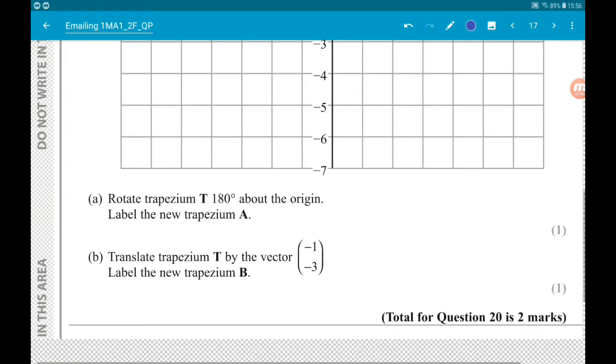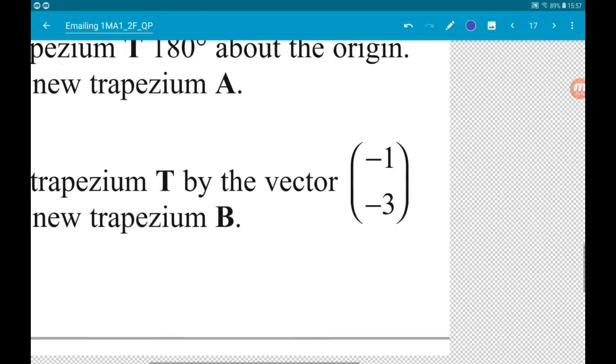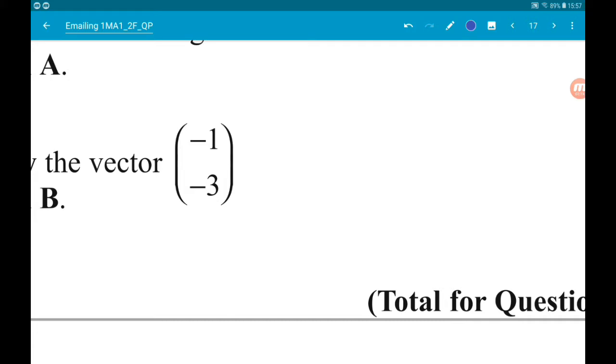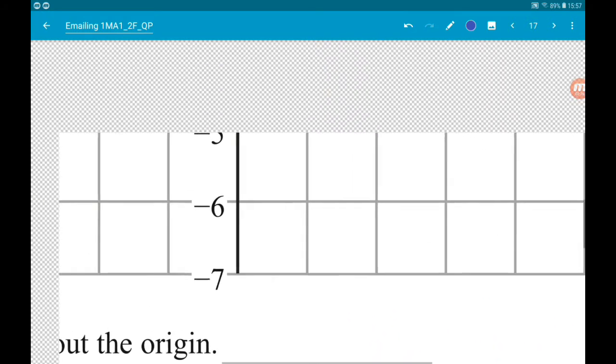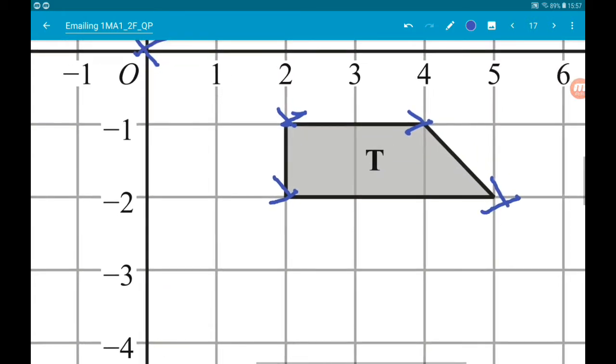Okay, then part B wants us to translate trapezium T by the vector -1, -3. So all that means is we are moving this shape 1 left and 3 down. So it doesn't change the shape at all, just where it is.